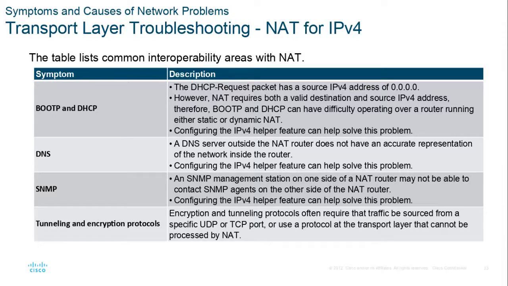DNS servers can have the same problem, and we can use the IPv4 helper feature for that too. Simple Network Management Protocol uses UDP, not TCP. Just quick and dirty, tell me your show interface command stuff, and the IP version 4 helper feature can help with that. If we're doing tunneling and encryption, if it's encrypted, NAT can't process it because it doesn't have the encryption keys, so that could create a problem. Overall, though, NAT is very reliable for the most common applications people use over the internet, like web access, email, BitTorrent traffic for file transfer, and so forth.